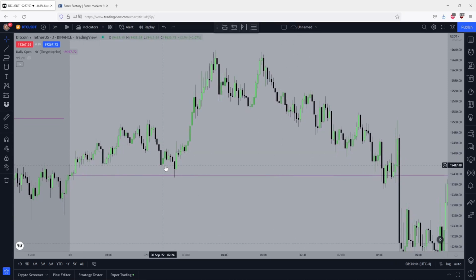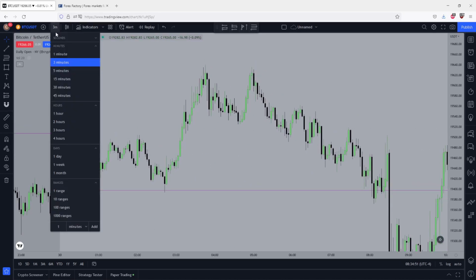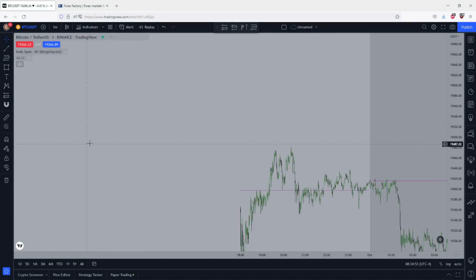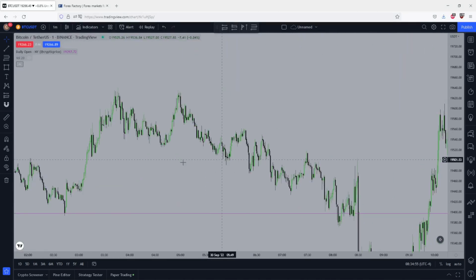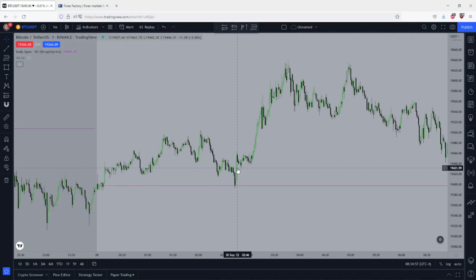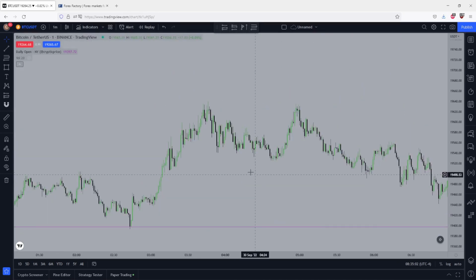So that was the first setup. Again, a setup in between 2 and 3 o'clock in the morning. So that's a very good time for setups on Bitcoin to form. And the next setup is an hour later, pretty much. Yeah, we have it right here.